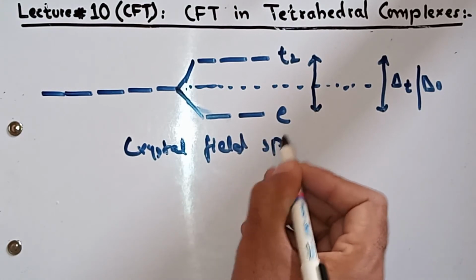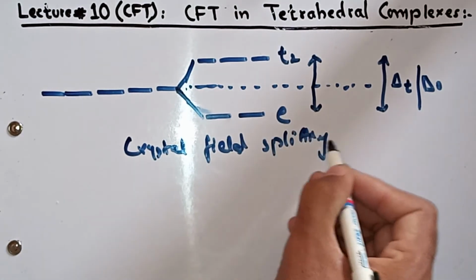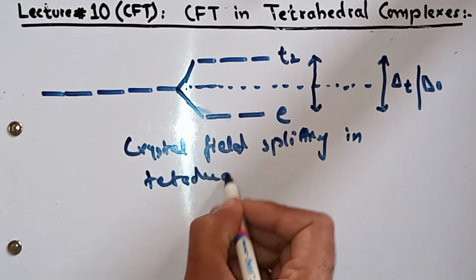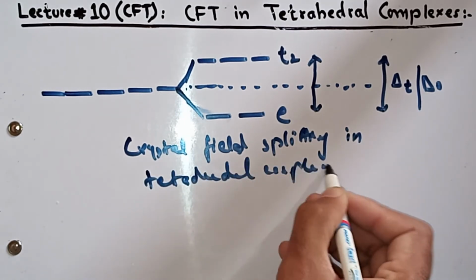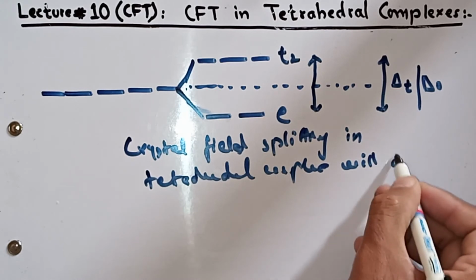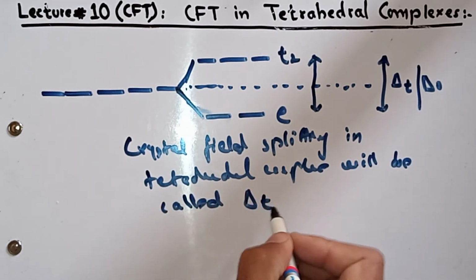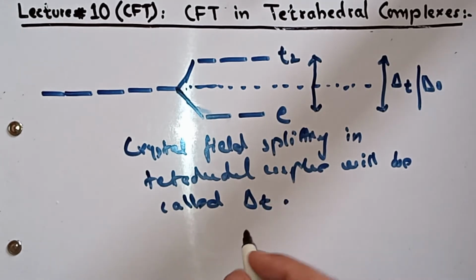Crystal field splitting in tetrahedral complex will be called delta T, sorry, not delta naught. It will be called delta T. Is it clear? Okay.